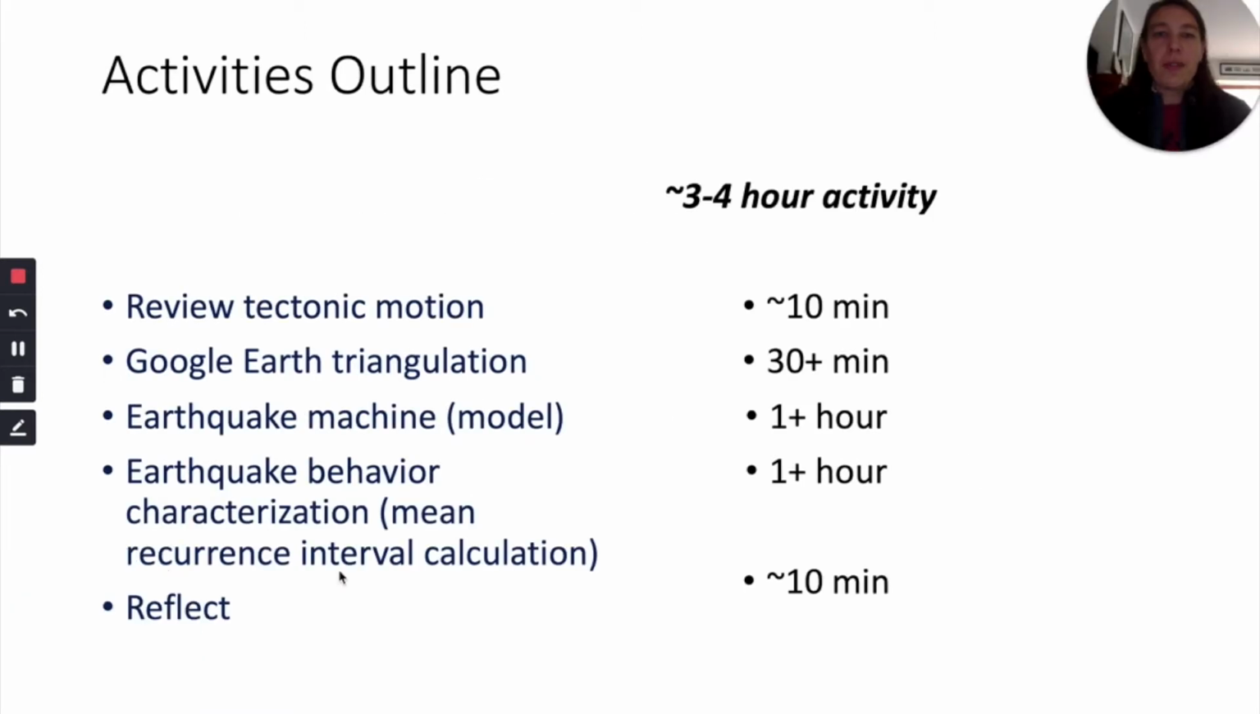You should budget 3 to 4 hours for this activity. You should budget 3 to 4 hours for this lab at home, assuming that you have all of the materials that you need to make your earthquake machine model.